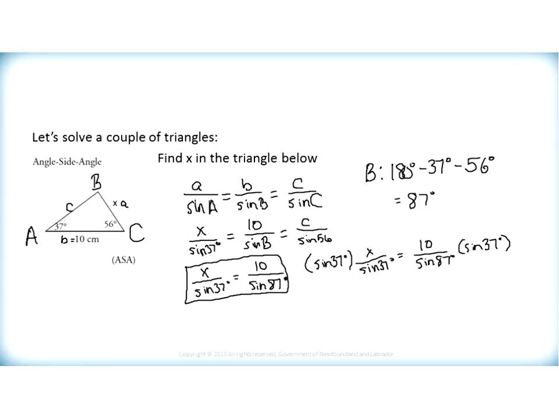And what you'll notice now is that sine 37 and sine 37 on the left will cancel each other out. So what I'm left with now is x is equal to 10 sine 37 degrees over sine 87 degrees. Okay, and we're actually going to go to a calculator now and calculate that. I'm going to use the one that's here on my computer.